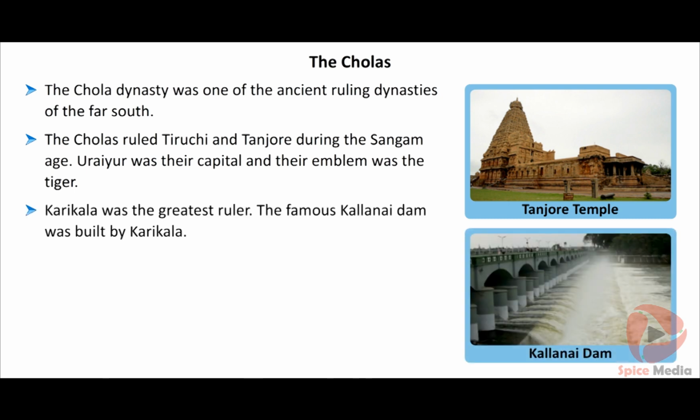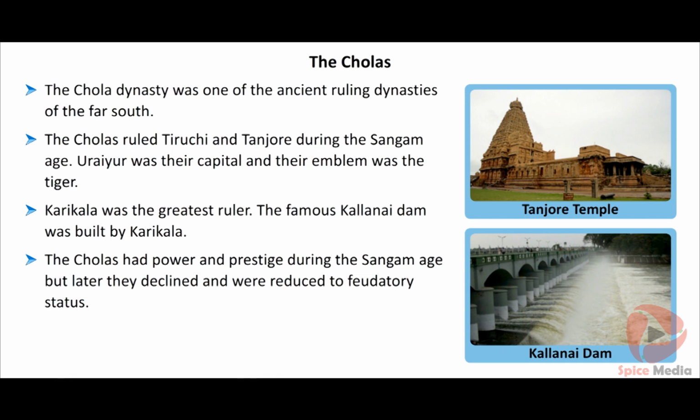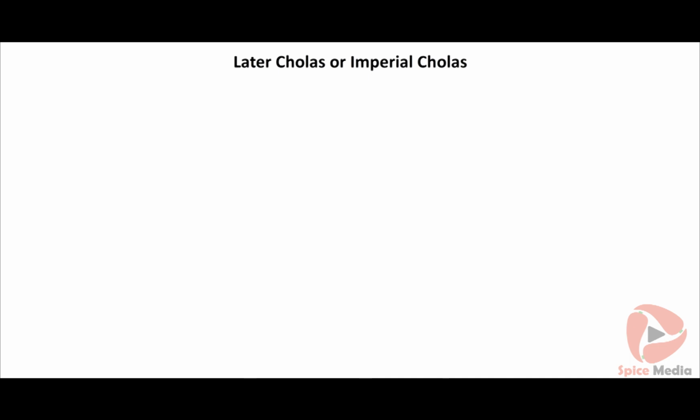Karikala was the greatest ruler. The famous Kallanai Dam was built by Karikala across the river Kaveri near Trichy. The Cholas had power and prestige during the Sangam age, but later they declined and were reduced to feudatory status. During the middle of the 9th century, the Cholas established themselves as a supreme power of the far south.